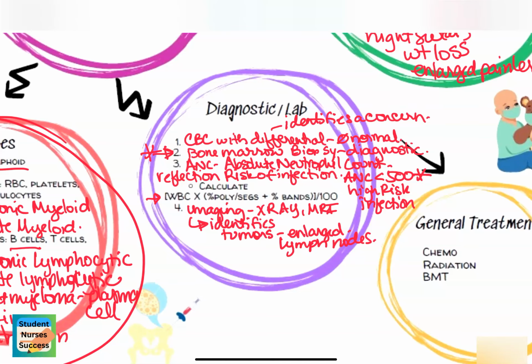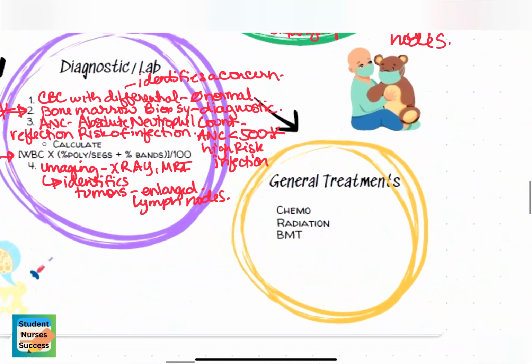Now, let's talk about general treatments. Chemo is one, radiation is another, to shrink sometimes some of the tissue where maybe the collection of cells is. And also a bone marrow transplant.